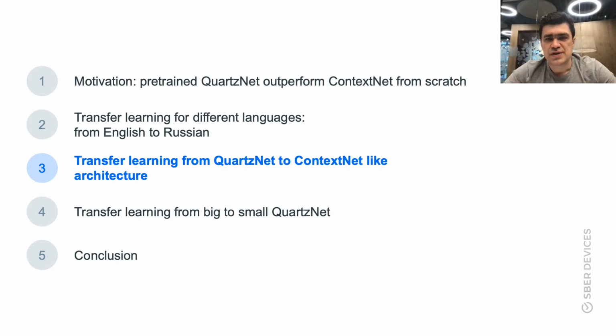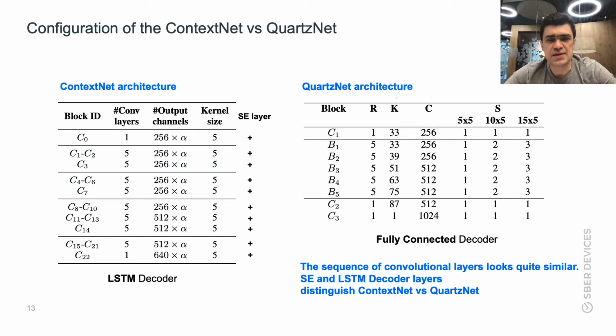Let's go to the section about transfer learning from QuartzNet to ContextNet-like architecture. This slide helps us to compare the structure of ContextNet versus QuartzNet. Both of them are convolutional and look like a sequence of layers with increasing number of channels. A difference is that ContextNet has an additional SE layer for each convolutional block. Also, ContextNet has a LSTM decoder versus fully connected decoder in the QuartzNet.